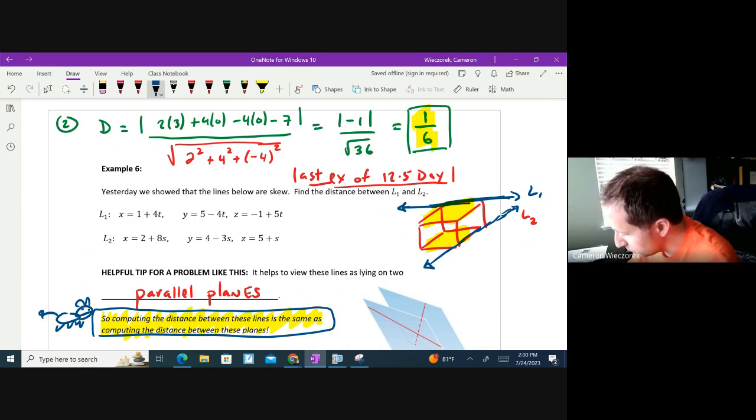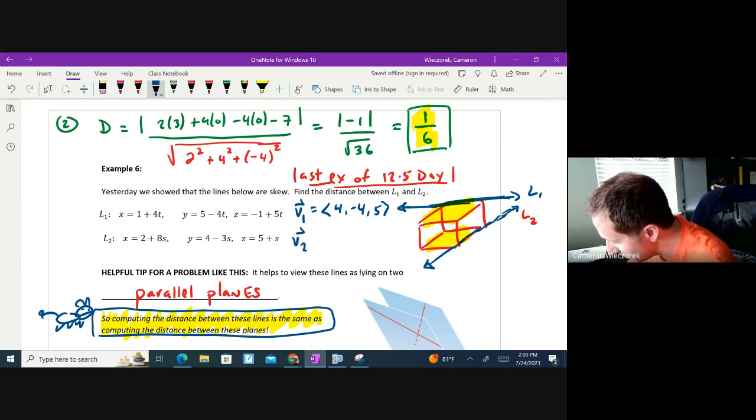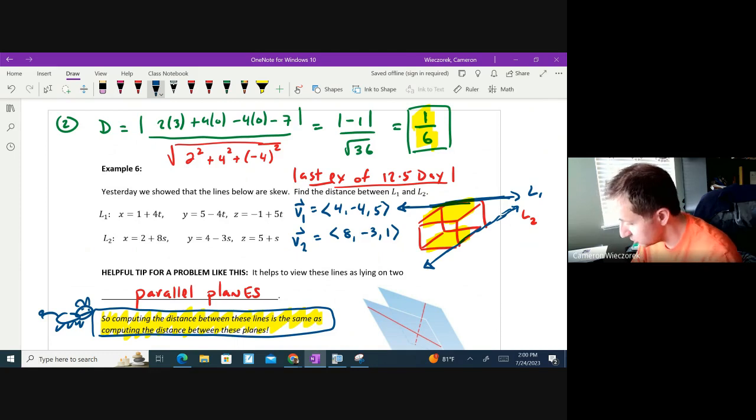One thing I'm going to do, I wrote the direction vectors the other day next to these lines. I'm going to do that again. The direction vector for this one was 4, -4, 5. Remember, it's just the coefficients sitting next to the parameter. The direction vector for this line next to S, I see 8, -3, and 1. Okay, we're going to need those direction vectors. You'll see in a bit.